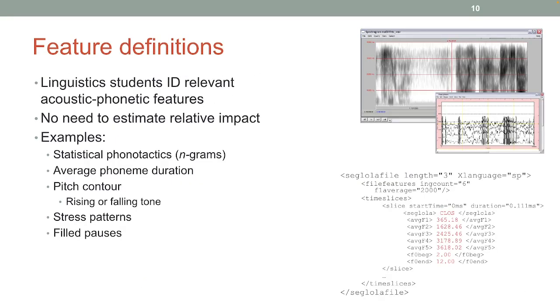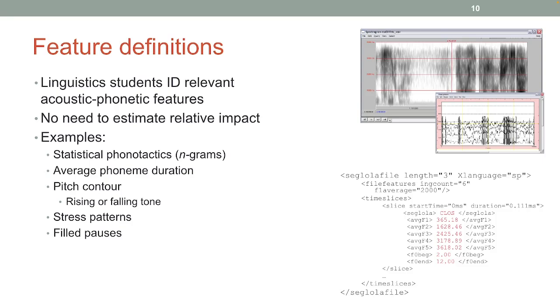So linguistic students looked at sounds, like on the top right of this screen here, and they looked at the acoustics of the sounds and marked different aspects. So we can see here on the bottom right of the screen, what we have here is an XML file, right? We have the average F1 across a 111 millisecond slice of sound. And we have the average F2, the average F3, 4, and 5. And then we have the F0 at the beginning and the F0 at the end of that time slice, that 111 milliseconds.